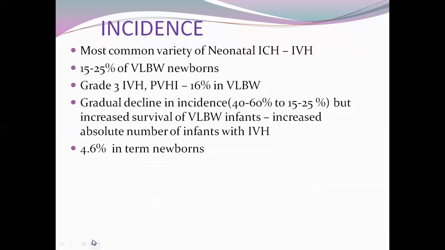So, as we all know, the most common variety of neonatal intracranial hemorrhage is intraventricular hemorrhage, which occurs in 15 to 25% of very low birth weight newborns. Grade 3 IVH and periventricular hemorrhagic infarction, which is a severe type, occur in 16% of very low birth weight neonates. Over the past 2 decades, there has been a gradual decline in incidence from 40 to 60% to 15 to 20% currently. But due to the increased survival of very low birth weight infants, we observe an increased absolute number of infants with IVH still. And in term newborns, the incidence has been observed to be 4.6%.